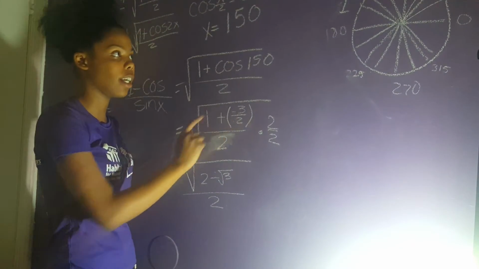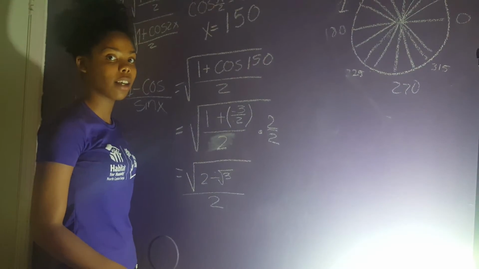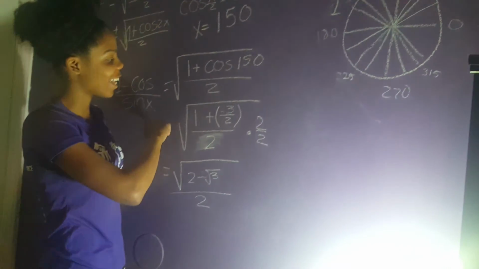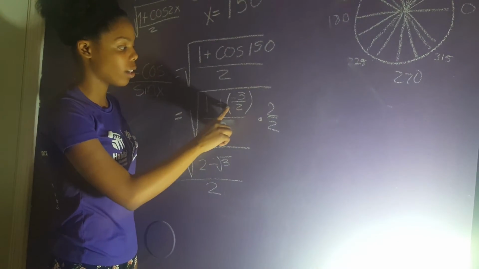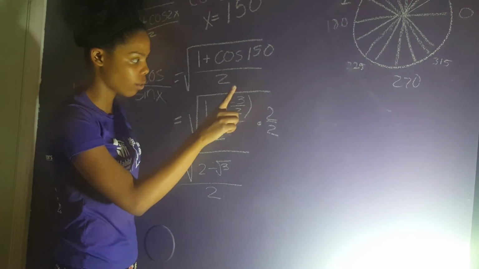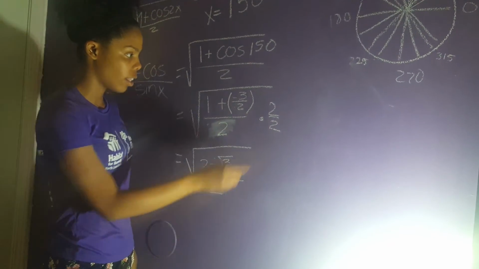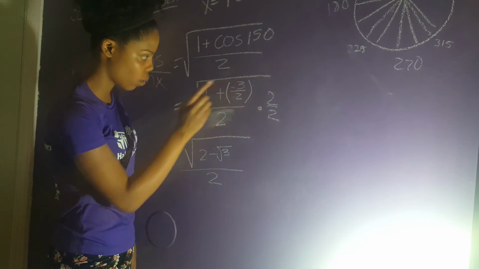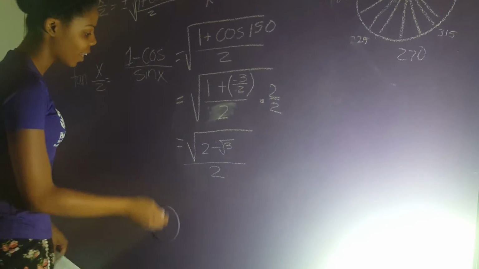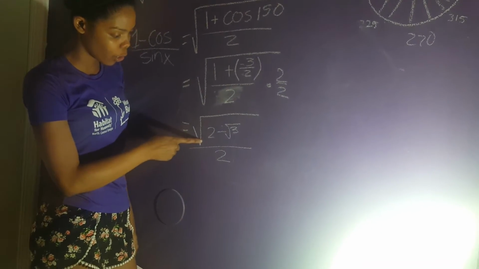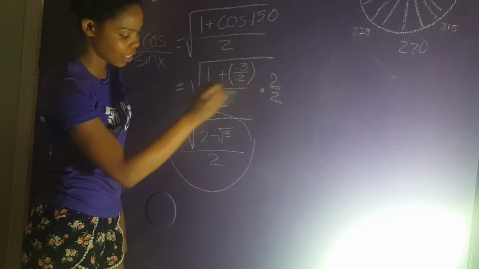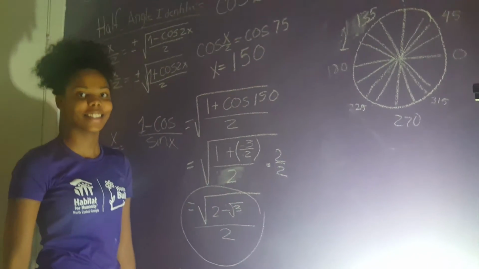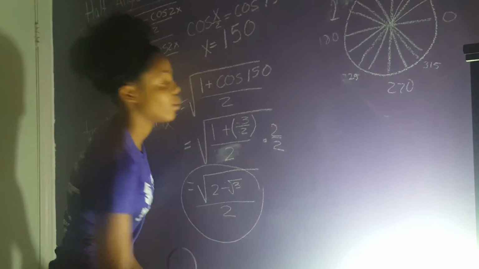We know that because 150 is in the second quadrant. And so now you have 1 plus this negative square root of 3 over 2, over 2. Then you want to multiply that by 2 over 2 to get rid of that square root down there. And then you will come down to 2 minus square root of 3 over 2. Make sure you show all of your work. Next, we're going to move on to our sum and difference.